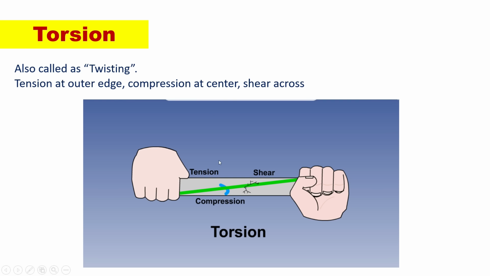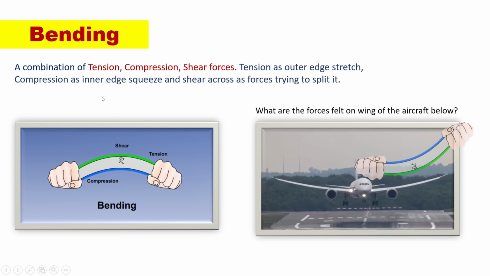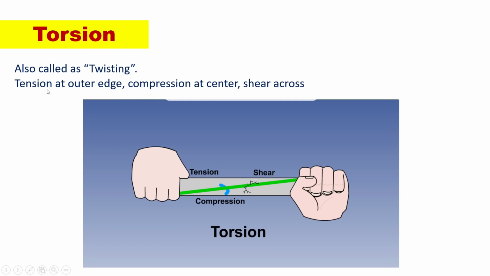Why does it happen like this? But it is like this. So I don't want you to mug this up. Neither have I. But the bending part, this is important. This you need to learn and understand properly. If you forget this, tension is on outer, compression at center, shear across, it is fine. You just need to remember what torsion is. It is a twisting motion.